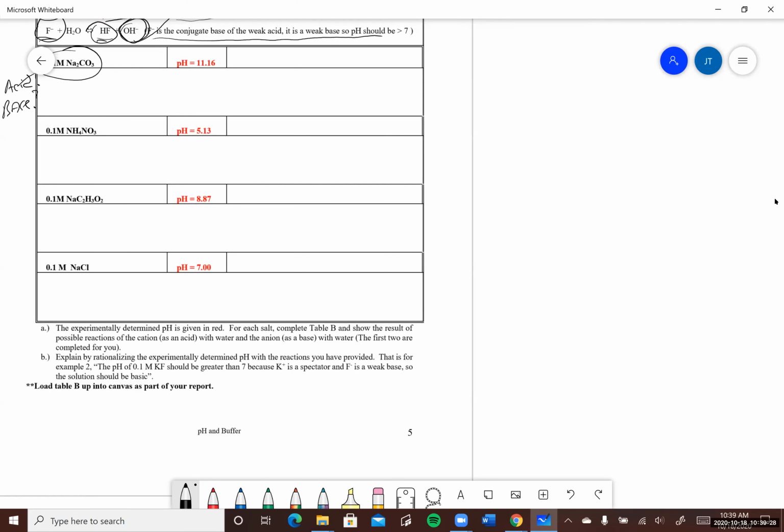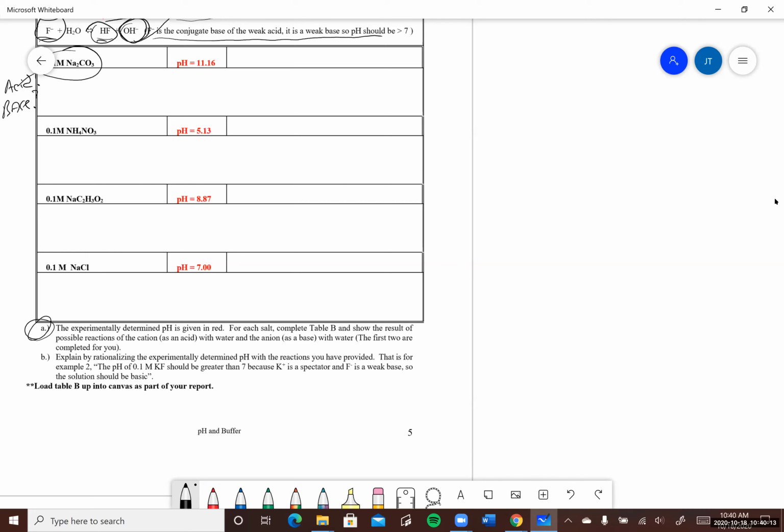It says A, the experimentally determined pH is given in red. For each salt, complete table B and show the result of possible reactions of the cation with water and the anion with water. The first two are completed for you. So A is pretty much what we just talked about. B, explain, you're rationalizing the experimentally determined pH with the reactions you've provided. That is, for example, 2, the pH should be greater than 7 because K is a spectator, but F minus is the conjugate base of a weak acid, so it should be basic.